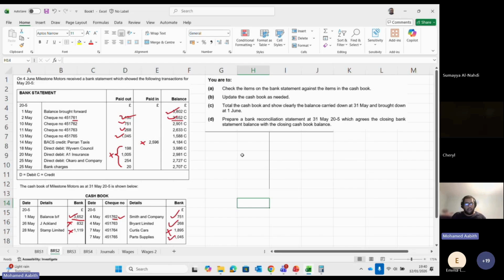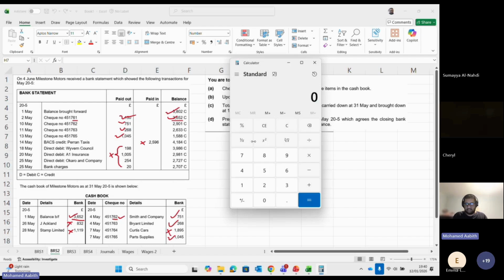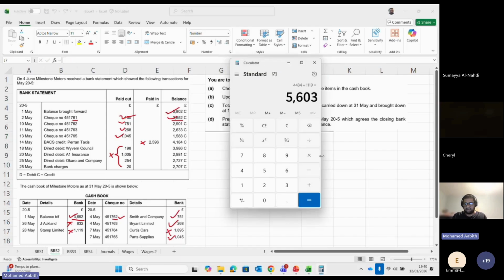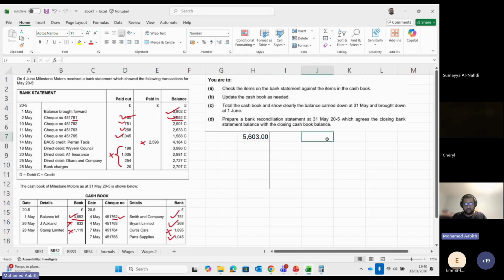so I can do the cash book as I'm looking for. Let's say, how much is my cash book balance? Let's see, 3652 plus 832 plus 1119. It gives you 5603. And then on the other side, we have 751 plus 268 plus 1895 plus 1045. I have 3959, 3959. I have two of those balances.